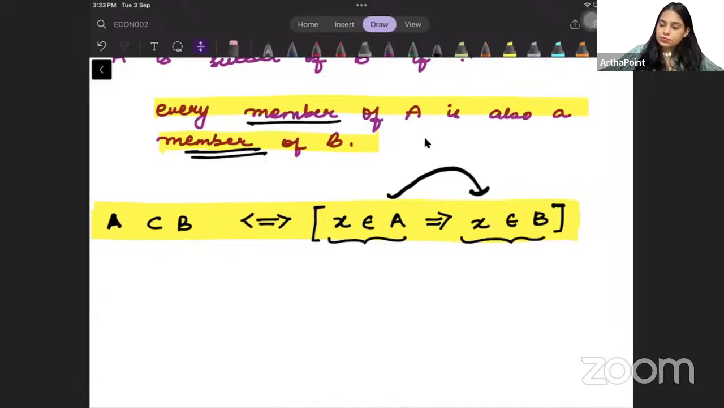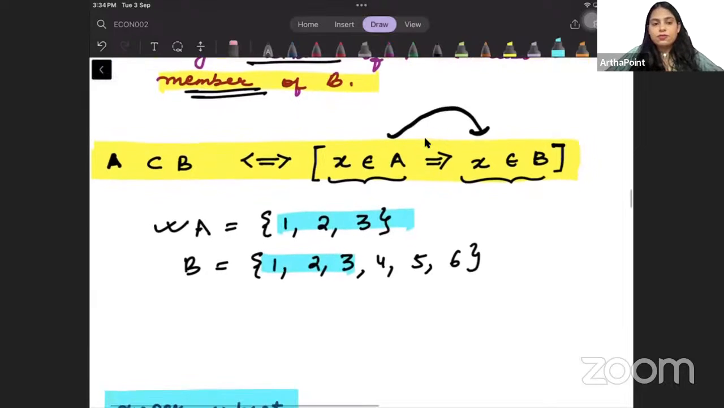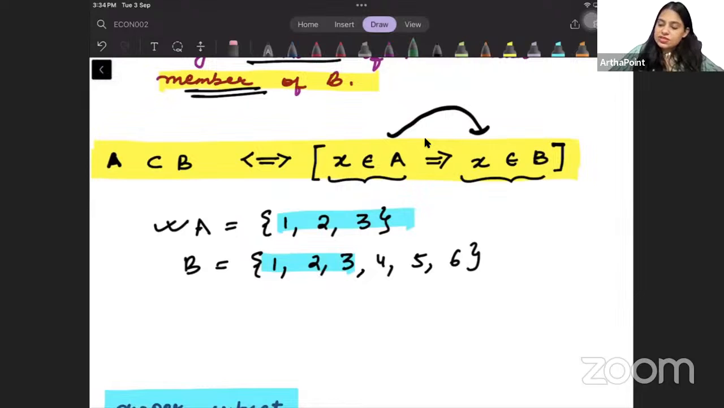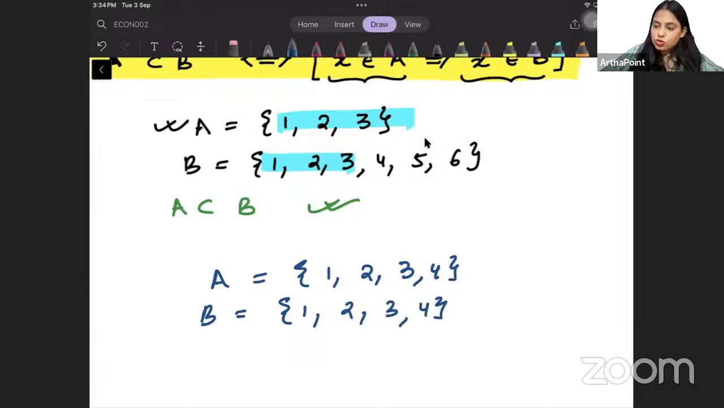For example, A is 1, 2, 3. B is 1, 2, 3, 4, 5, 6. So whatever belongs to A belongs to B. जो भी A के अंदर है, B के अंदर है ही. Whatever belongs to A belongs to B. So we will say A is a subset of B. Okay. Better take another example. A is 1, 2, 3, 4. B is 1, 2, 3, 4. तो जो भी A को belong करता है, whatever belongs to A belongs to B, वो B में है. So all elements that belong to A belong to B.